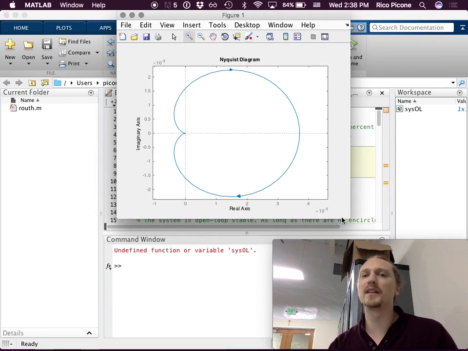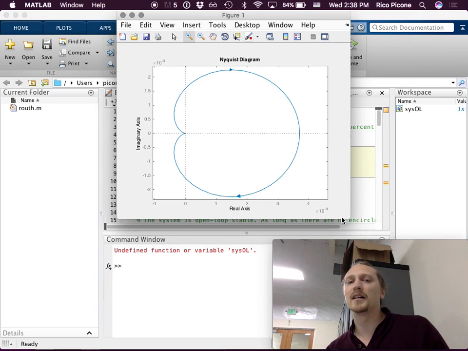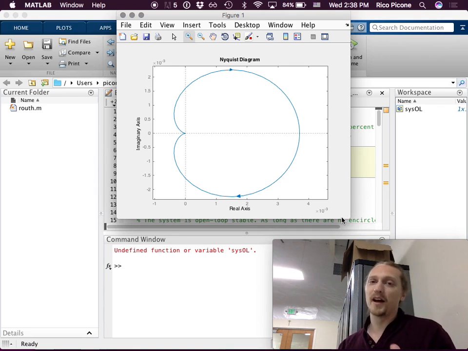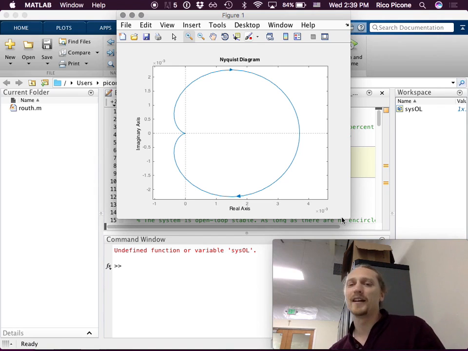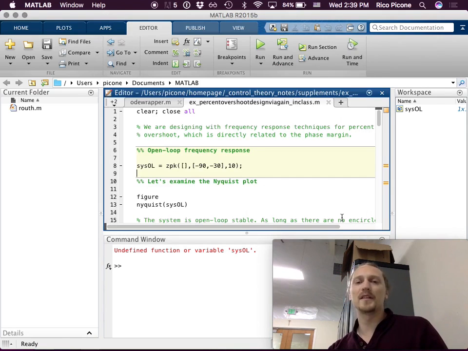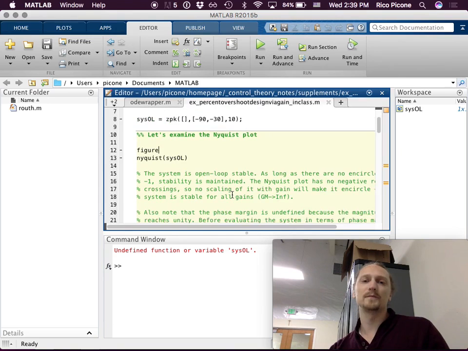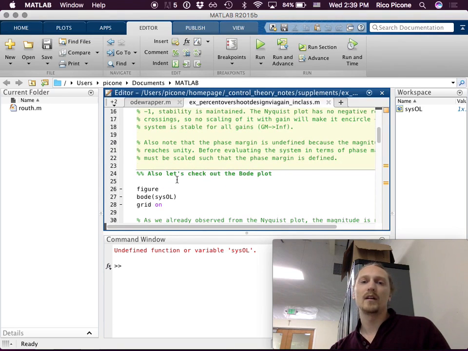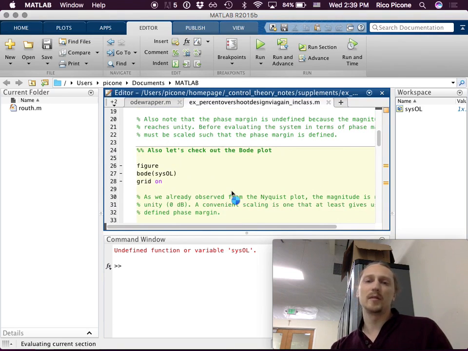Determining how much you need to increase the gain to get the phase margin to be defined is kind of difficult from this plot. You have to figure out at what point you start leaving and all that. But it's going to make a lot more sense from the Bode plot. So let's check out the Bode plot.